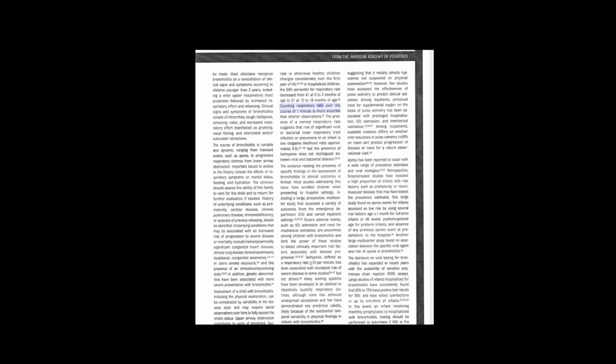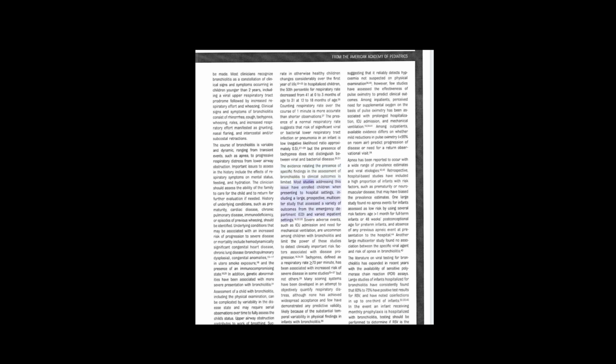Counting respiratory rate over the course of 1 minute is more accurate than shorter observations. The presence of a normal respiratory rate suggests that risk of significant viral or bacterial lower respiratory tract infection or pneumonia in an infant is low. But the presence of tachypnea does not distinguish between viral and bacterial disease. The evidence relating the presence of specific findings in the assessment of bronchiolitis to clinical outcomes is limited.